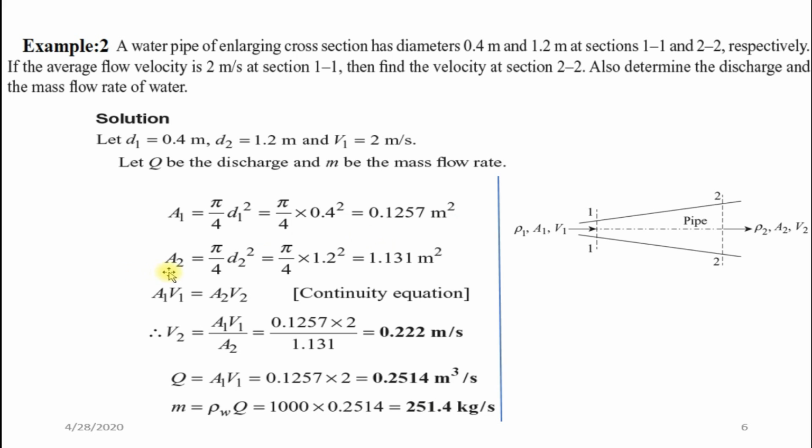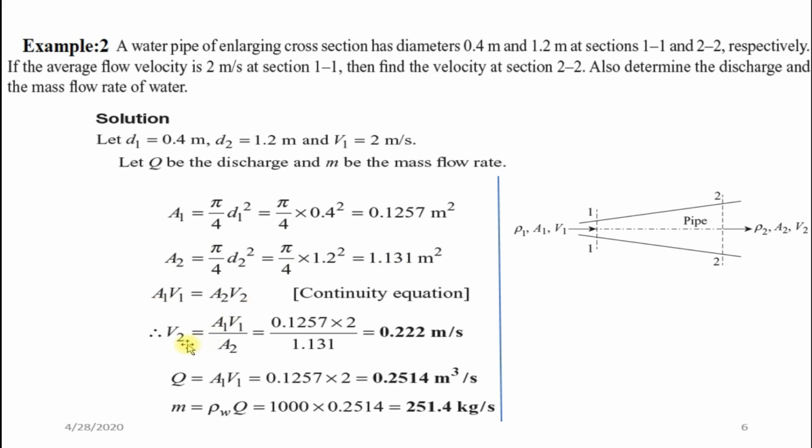Then A2, respective diameter you have to put. Section 1 having diameter 0.4, section 2 having diameter 1.2 meter, and find out area pi by 4 into d2 square, that is pi by 4 into 1.2 meter square is equal to 1.131 meter square. So now you apply continuity equation. You know A1, you know A2, A1 V1 equal to A2 V2.